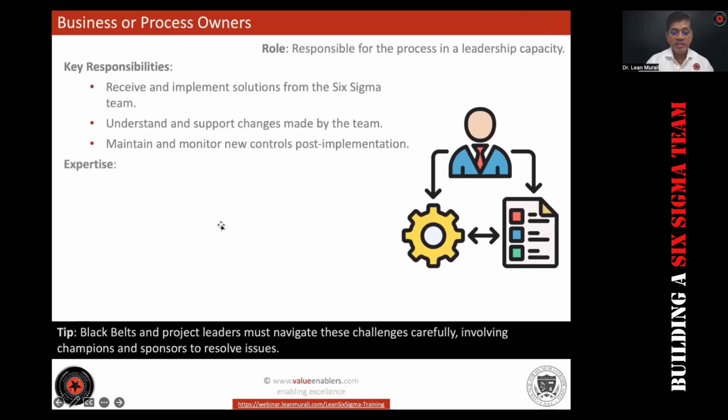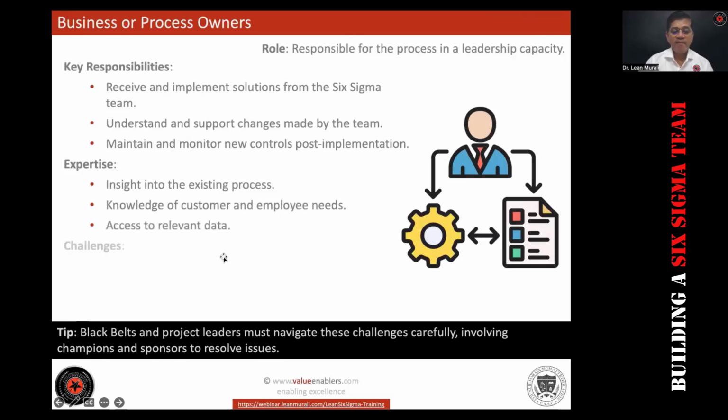And the expertise they have is this. They have insight into the existing process. They have the knowledge of customer and employee needs. They have access to relevant data. These are the expertise that they have. And what are the challenges that they have? How many of you have seen resistance to change during this? All of you type RTC if you have found resistance to change.